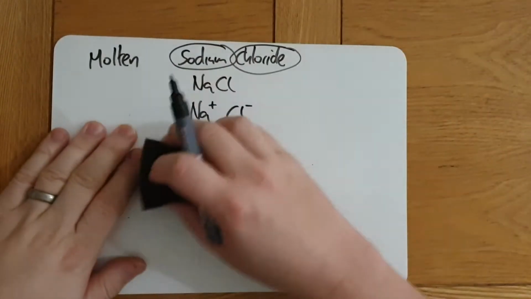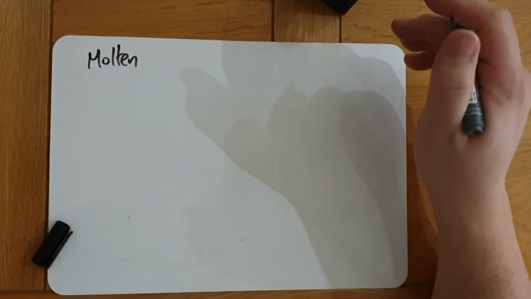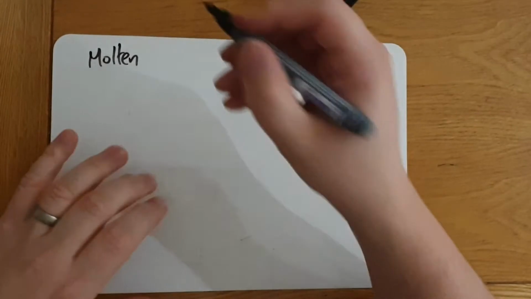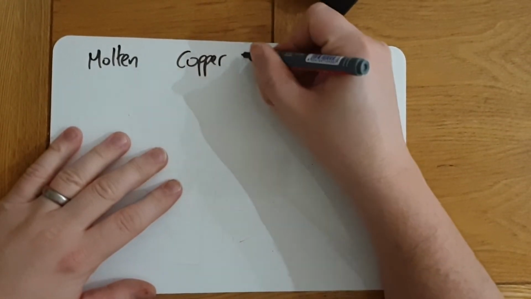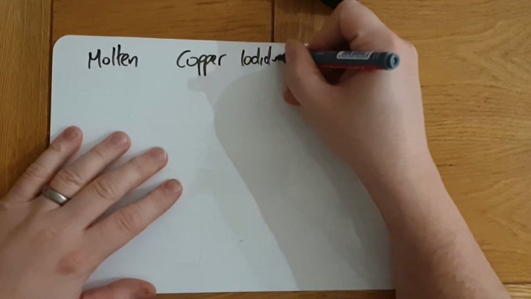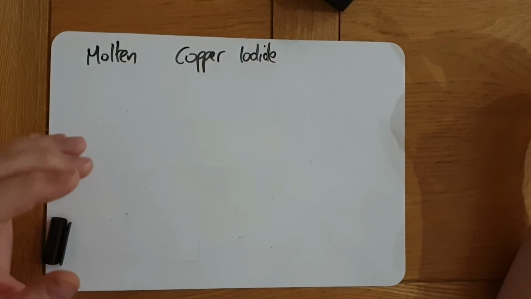So any molten product is really easy because you're just splitting it up, and so you make the positive one and the negative one. So if we had, I don't know, copper iodide, I'd like you to just have a guess what this is going to make, and I'll go through the answer in 3 seconds.